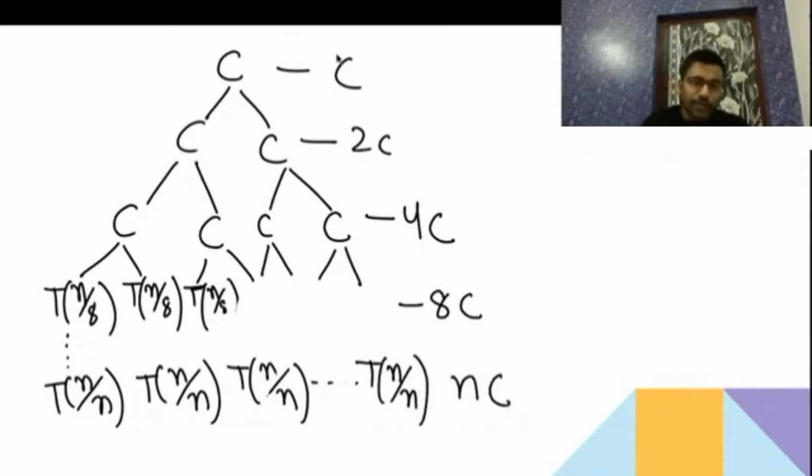NC. So the total amount of work that we are doing is this. It's the total amount of first C work, then 2C, then 4C, then 8C, then NC. Please let me know whether it is clear or not. Told you, now I will write.